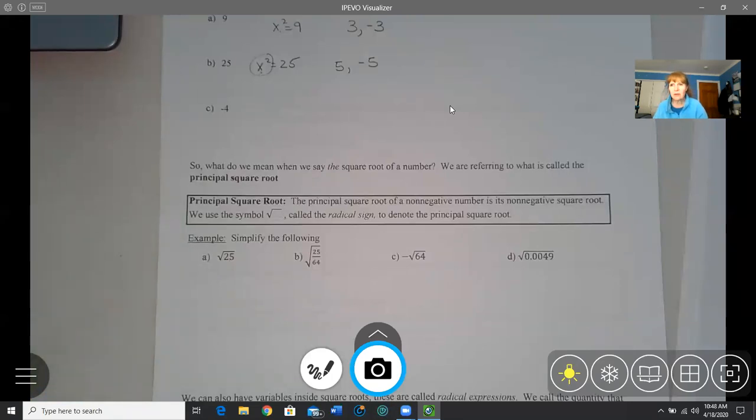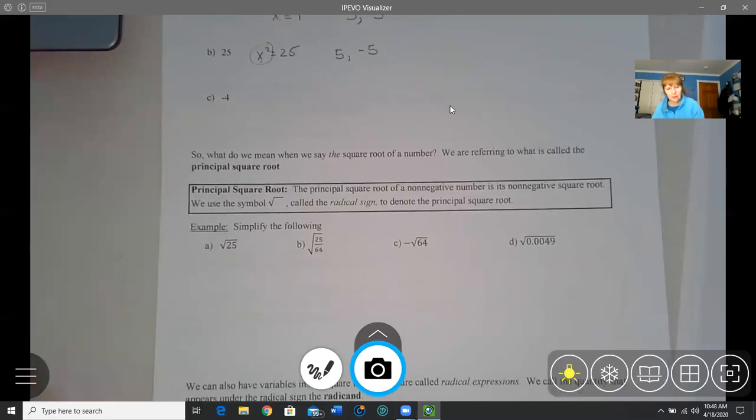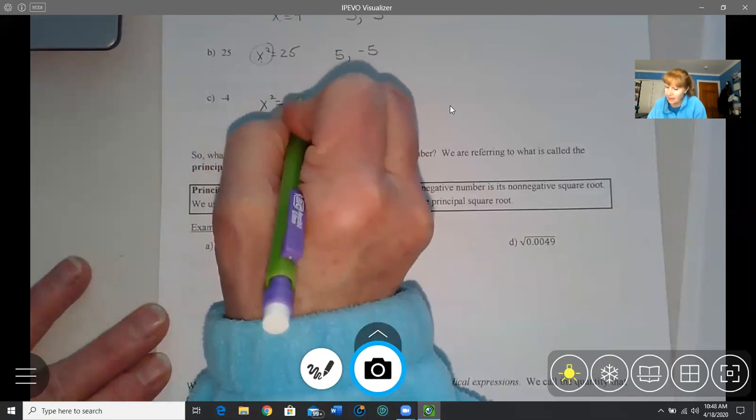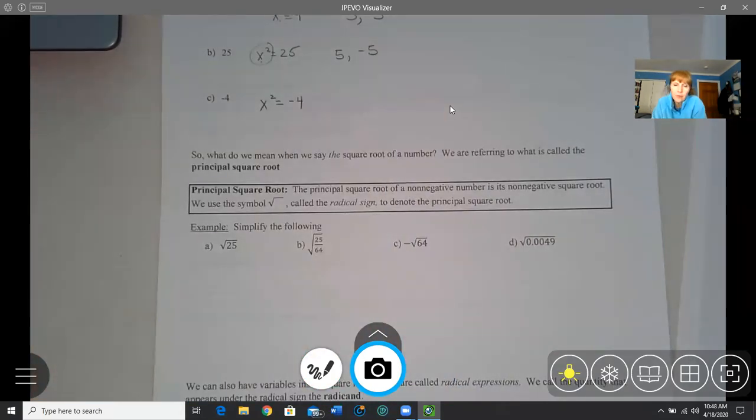All right, so those really aren't too bad. Let's look at this next one though. What are the square roots of a negative 4? So they want you to solve this equation right here. What x's can you square and get a negative 4?